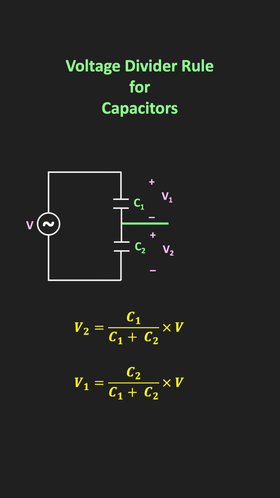So in the first case, although we are finding the voltage across the capacitor C2, in the numerator we will have the capacitance of the opposite capacitor. So let us see why it is so, and let us derive the expression for the same.